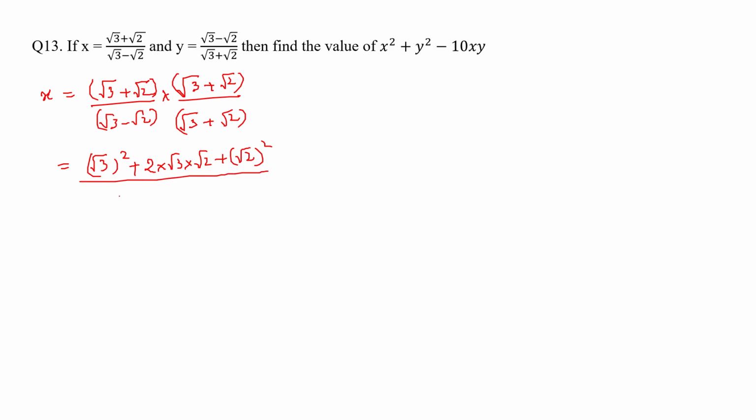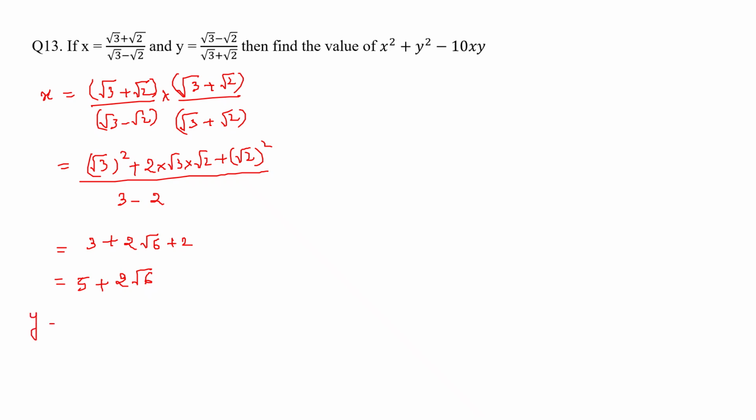So root 3 whole square is 3, root 2 whole square is 2. So the denominator will be 1. The numerator is now further 3 plus 2 root 6 plus 2, which will give me 5 plus 2 root 6. Okay, so this one is the simplified form of x.